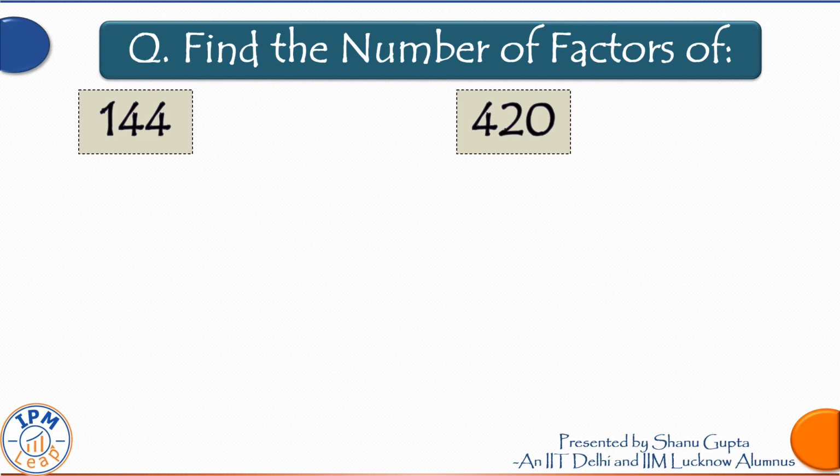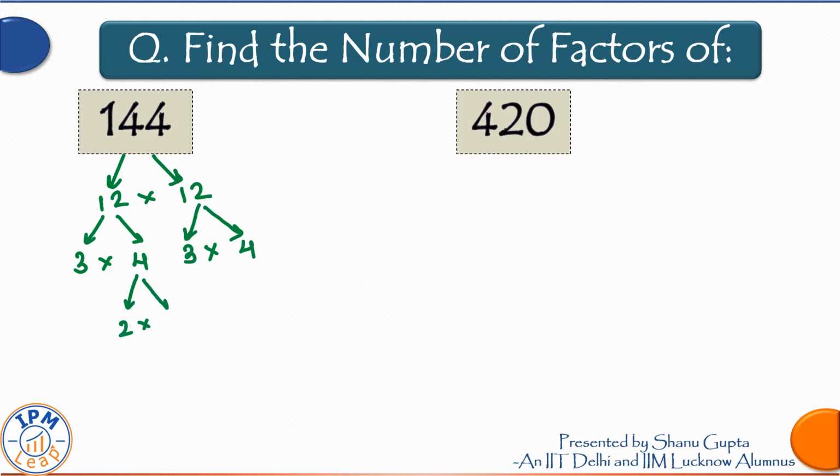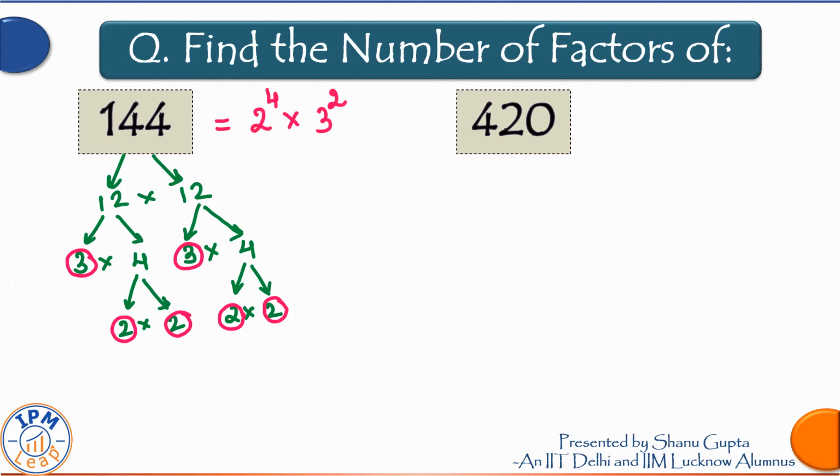Let me walk you through some more examples. Find the number of factors of 144. As we know, the first step is to prime factorize this number. 144 is 12 into 12. 12 is 3 into 4. Ditto for this 12. And 4 is 2 into 2. Now we have all primes at the end nodes, the encircled ones. So we multiply them. 144 is equal to 2 raised to the power of 4 into 3 raised to the power of 2.